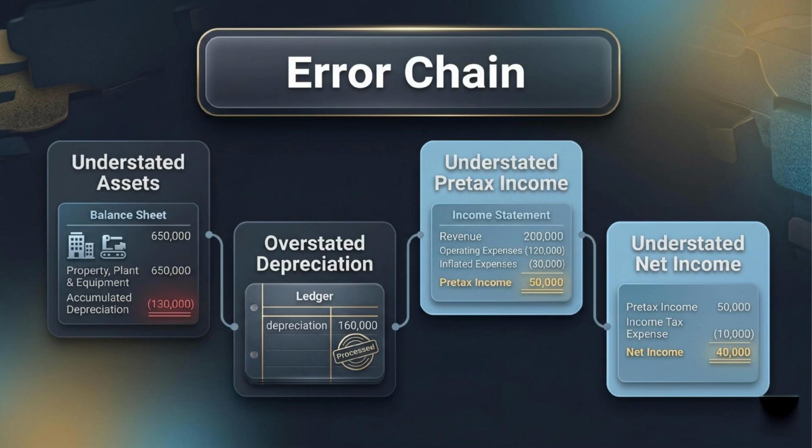Depreciation expense was overstated. That means expense was too high, accumulated depreciation was too high, and the asset's net book value was too low. Because depreciation expense was too high, pre-tax income was too low. Because pre-tax income was too low, tax expense was also too low. Finally, net income was understated. This chain matters because it controls the direction of every correction.